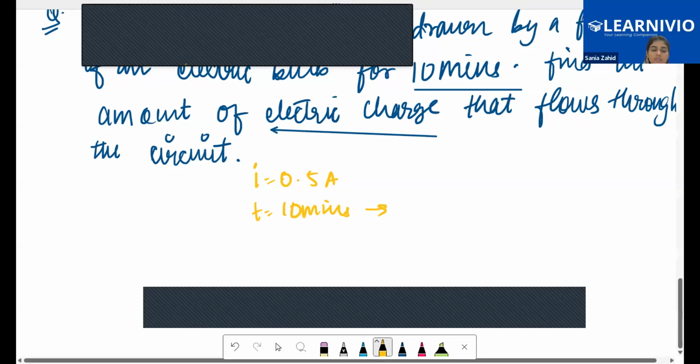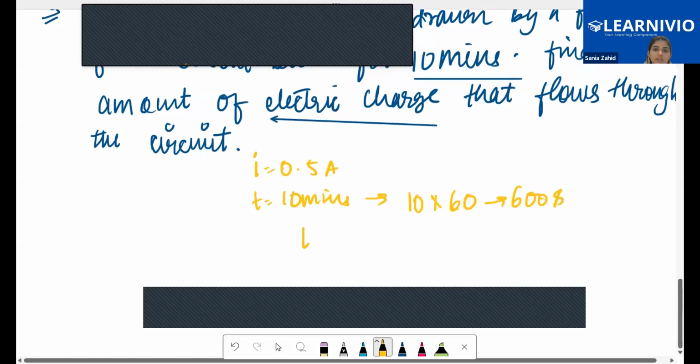Let's check. So time is 10 minutes. You'll convert 10 minutes into seconds. It will become 600 seconds. Then, what is the formula? Current I is equal to Q upon T, or Q by T. Over here, I is 0.5, equal to Q upon T, where T is 600.